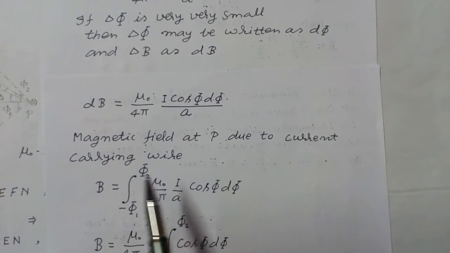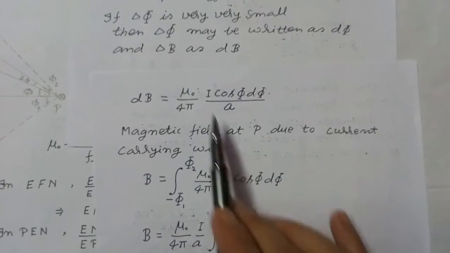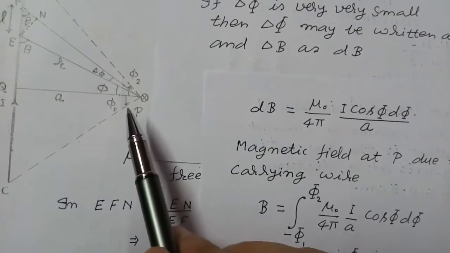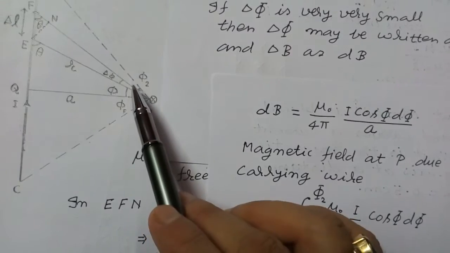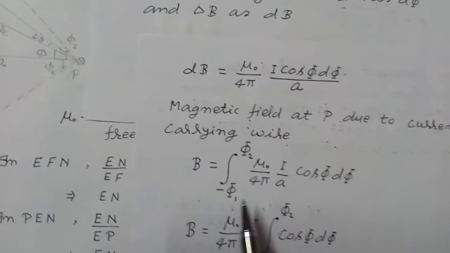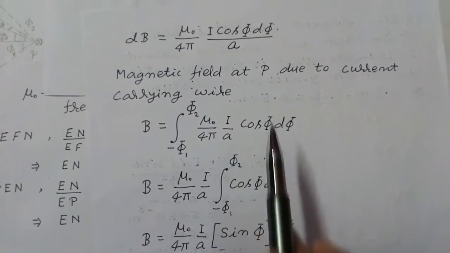So magnetic field at P due to current carrying wire B is equal to integration of mu naught upon 4 pi I upon A cos phi d phi. Now its limit is, angle varies from phi 1 to phi 2. This angle is phi 1 and this angle is phi 2. So this is written as minus phi 1. So limit is minus phi 1 to plus phi 2.